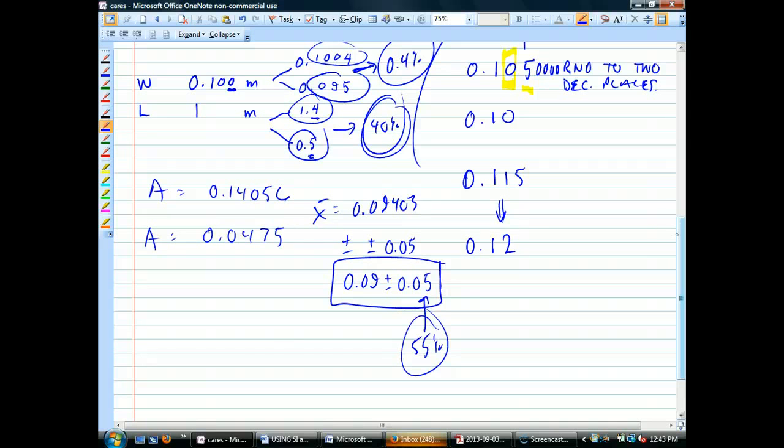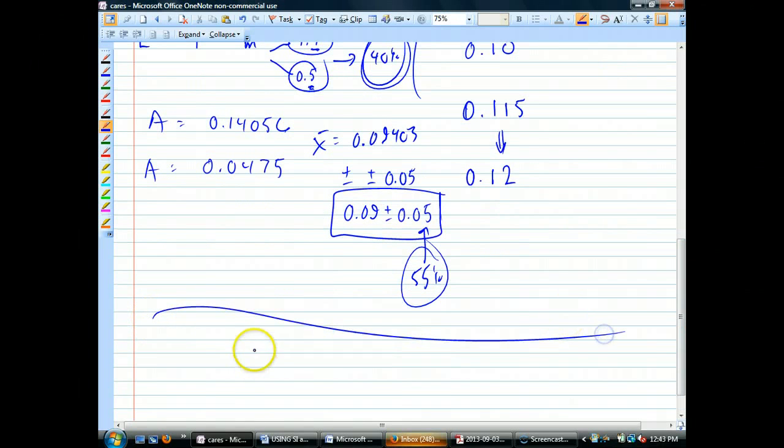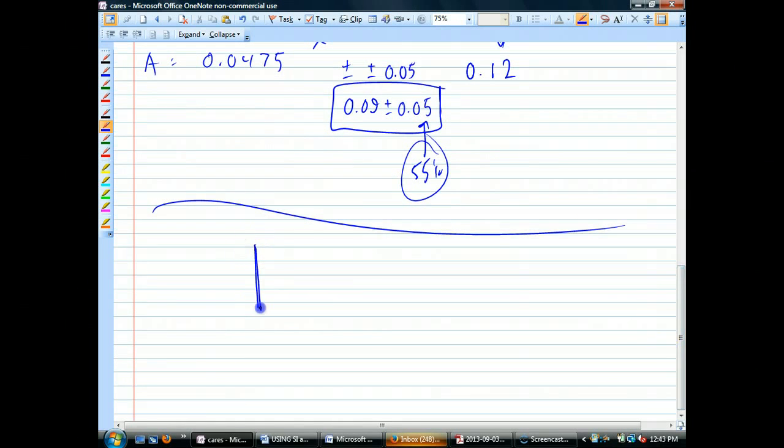Right, one uncertain digit. So yeah, let's just clarify that a minute, because I don't think I did anything like this last time. Let's say I've got graduations on, say, a ruler.